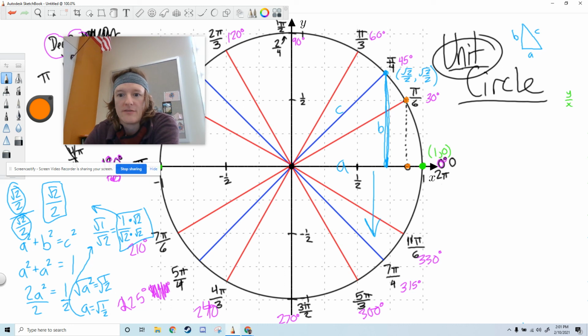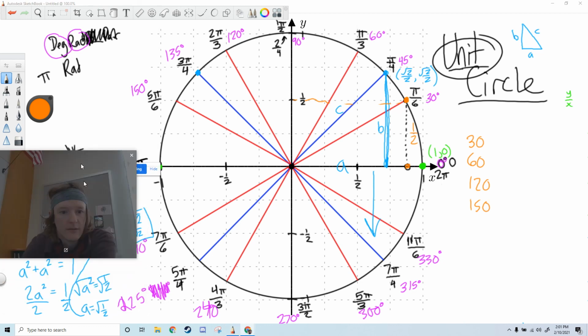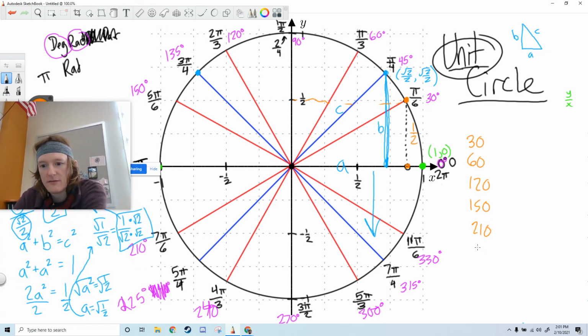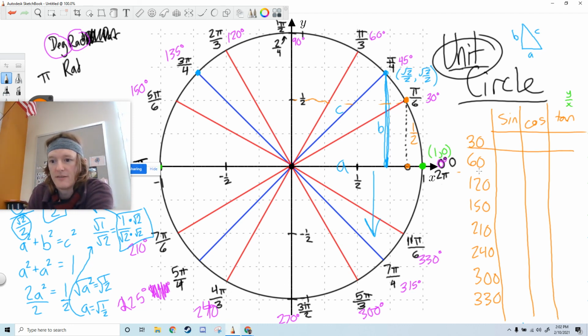So this from here to here is 1/2, and we can see, we can measure it, it's 1/2, straight across. That's where it's at. So we're going to do 30, 60, 120, 150. We'll do 210, 240, 300, and 330. We'll do the sine, the cosine, and the tangent. All right, getting all our lines here.